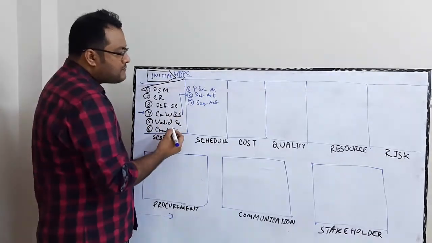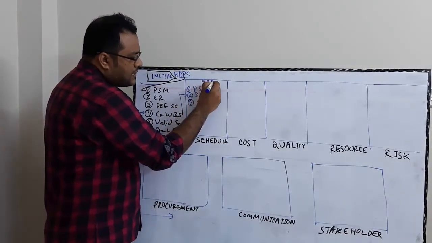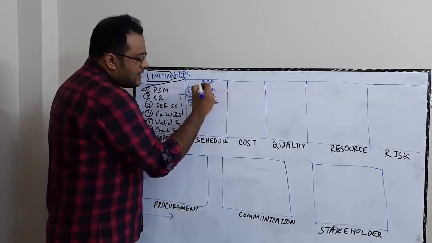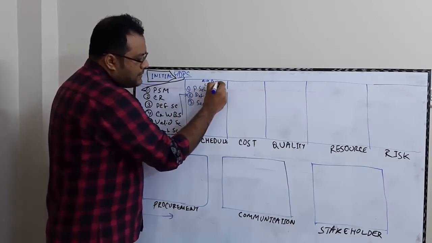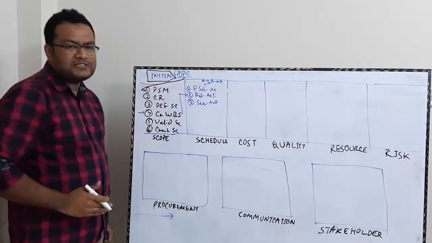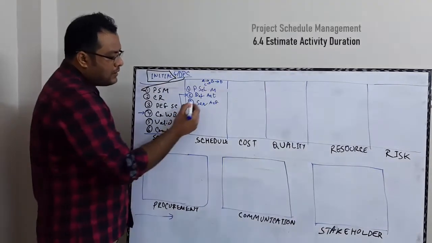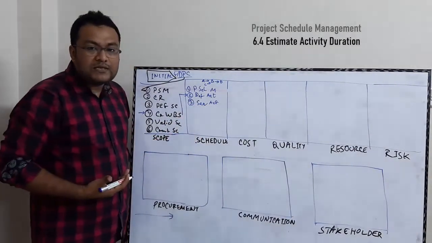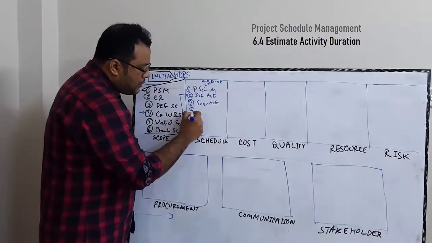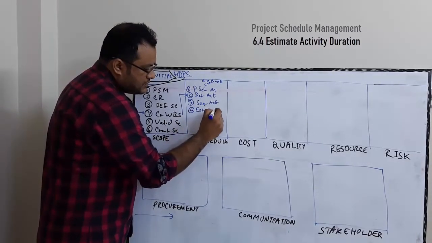So if we have the sequence of activities, then we might have something like this: A, B, C, and A is in parallel. B, after B, D is done and the project is completed. So we can have a sequence, sort of sequence network diagram. Now, once we are done with the sequencing, we need to know the estimate of activities duration.